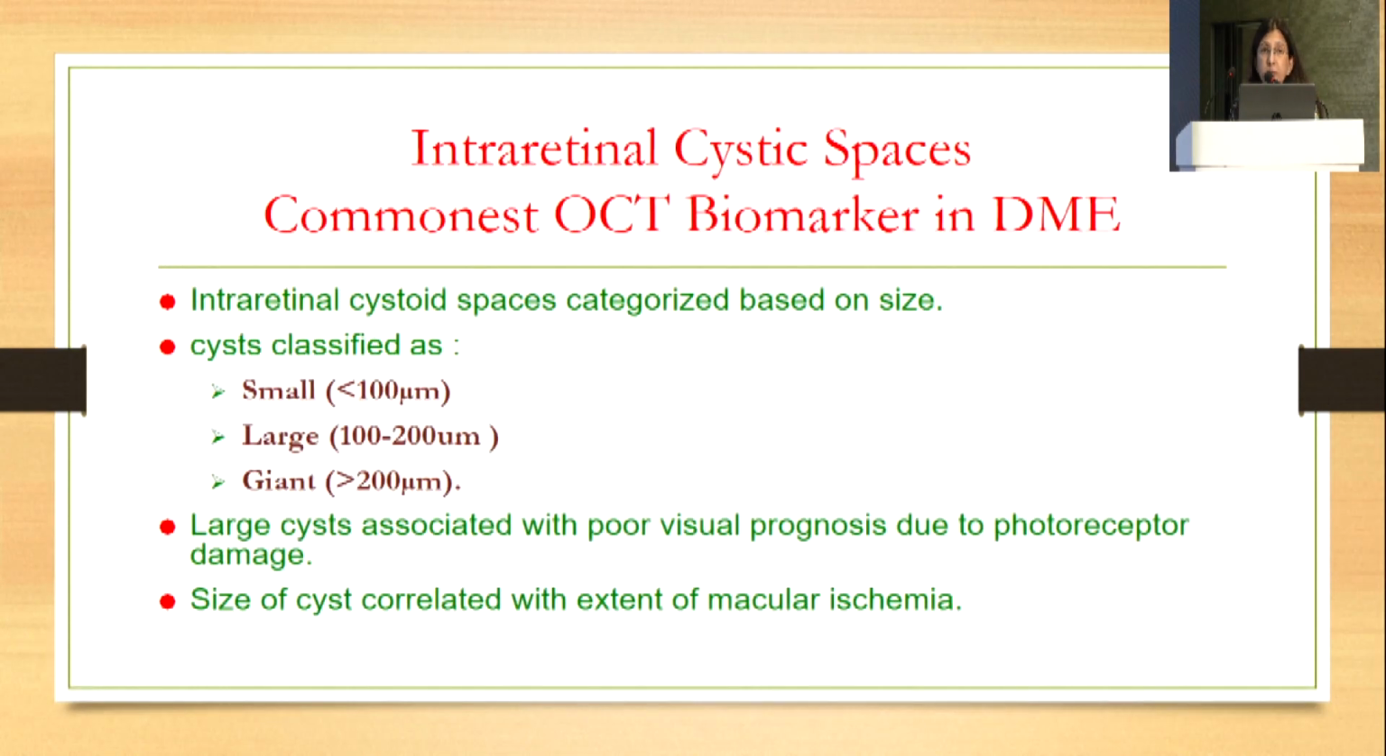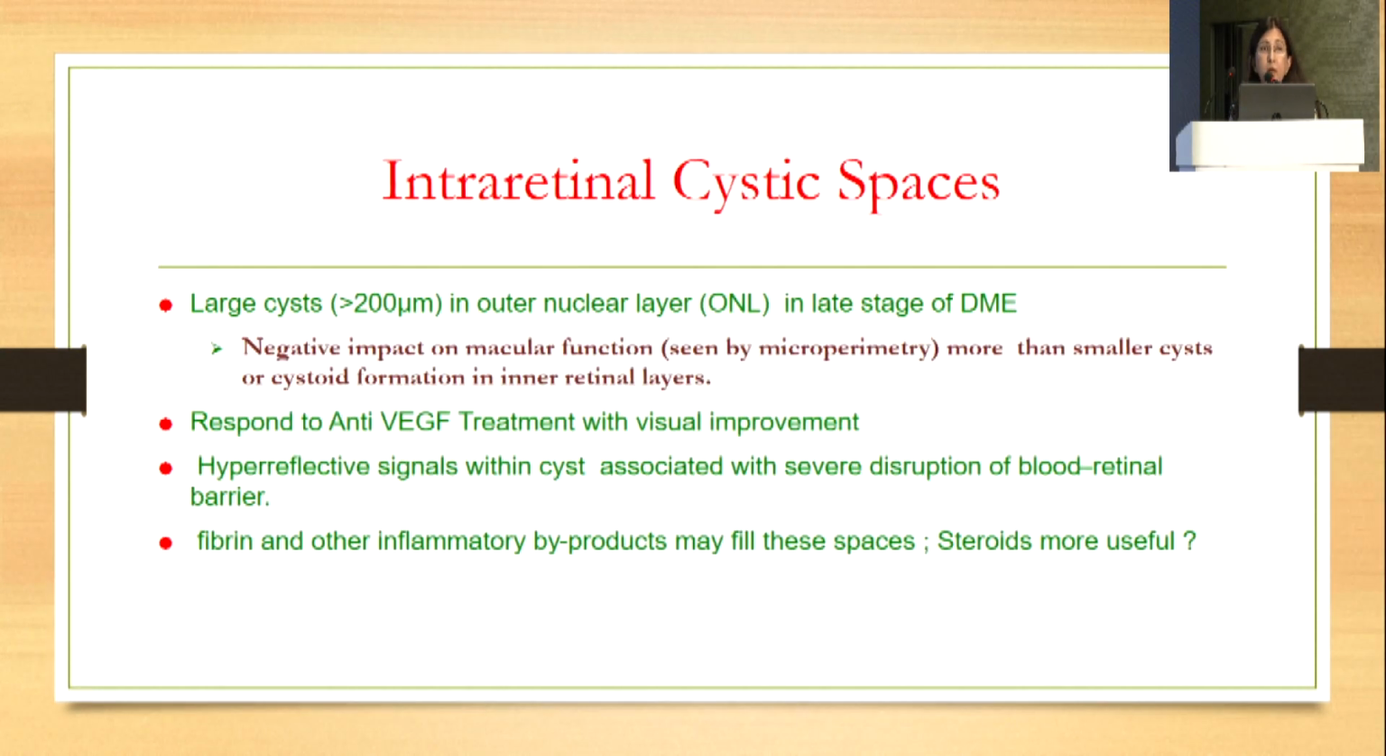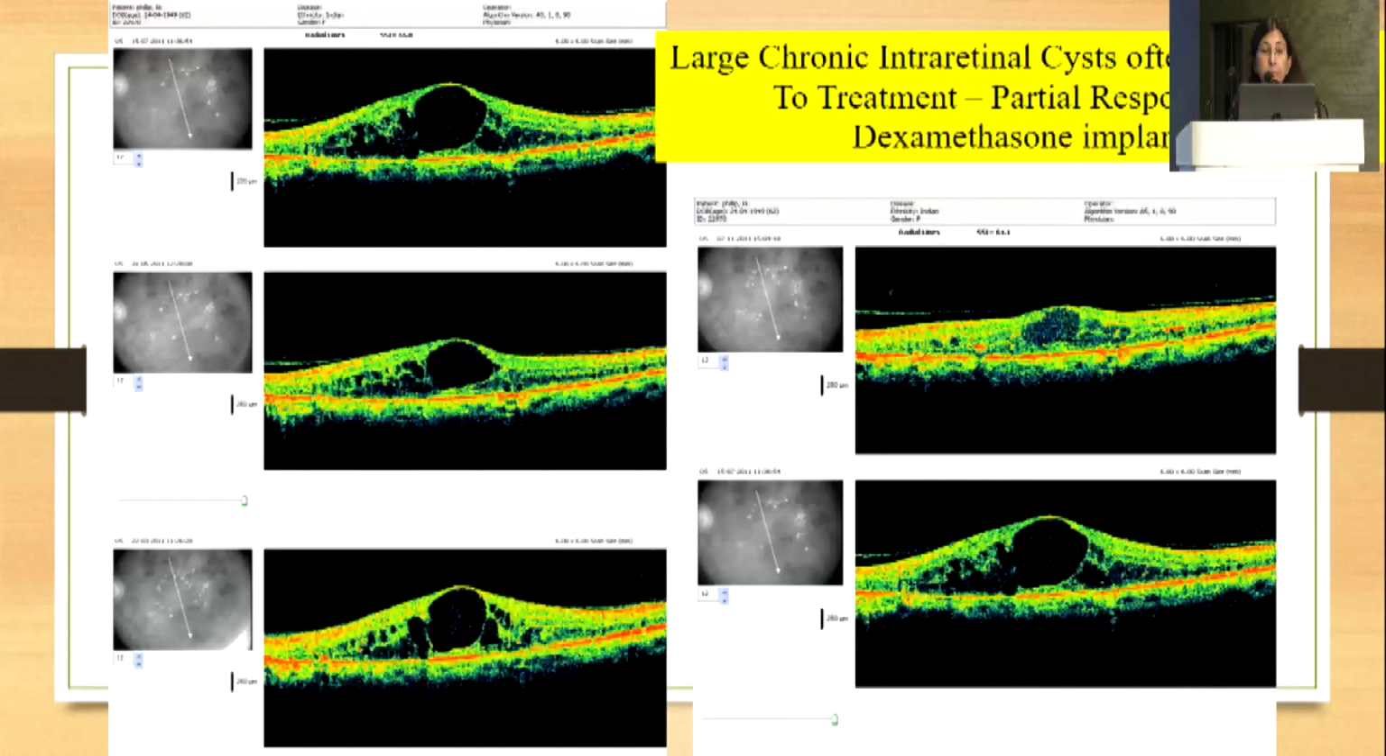Now coming to intraretinal cystic spaces, these are classified based on size: small less than 100 microns and giant more than 200 microns. And large cysts usually have poor prognosis because they're in the outer nuclear layer and the late stage of DME, and they cause much more damage in the visual function. So this is the patient showing, they don't respond that well to treatment, and even with steroids, they will show a partial resolution.